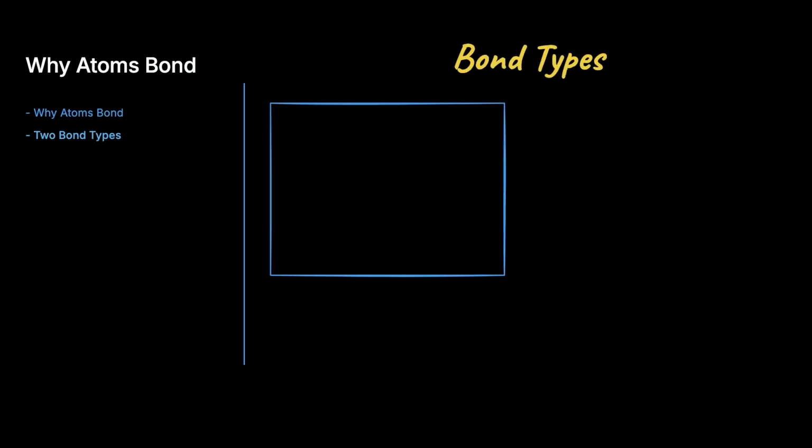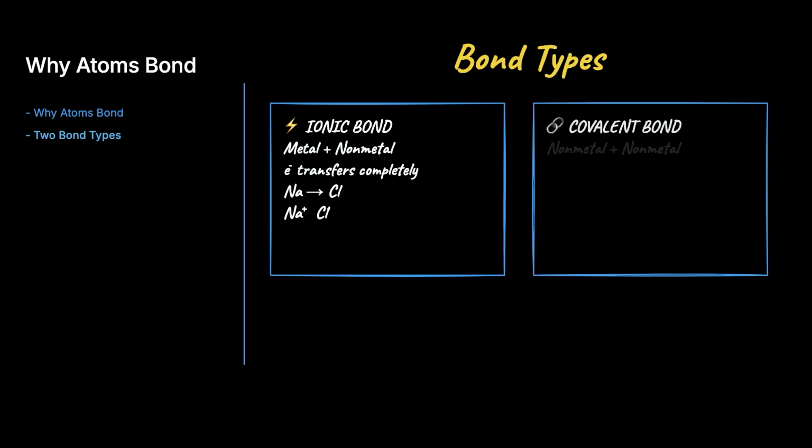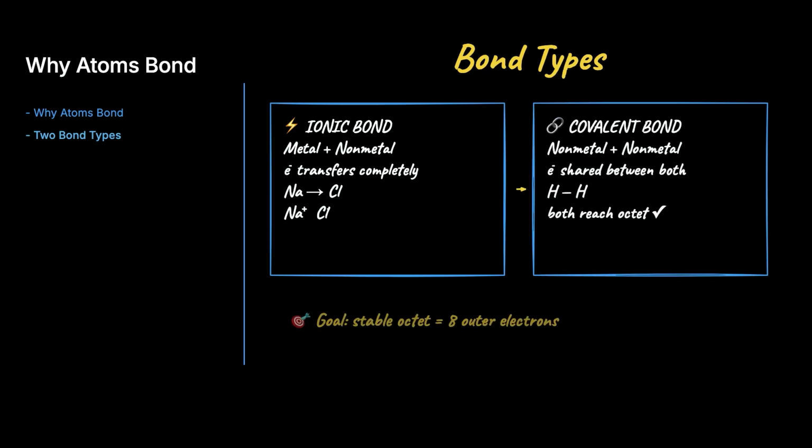There are two main ways an atom reaches that stable octet, defining the two great families of bonding. The first is to transfer electrons completely, which happens between a metal and a non-metal, giving an ionic bond. The second is to share electrons, which happens between two non-metals, giving a covalent bond.